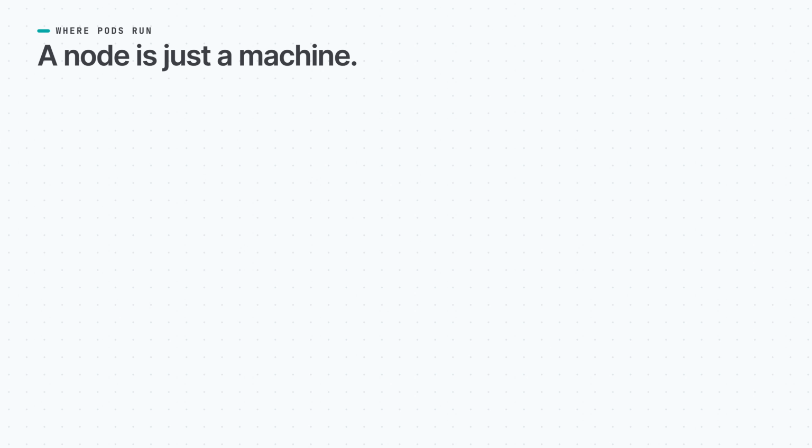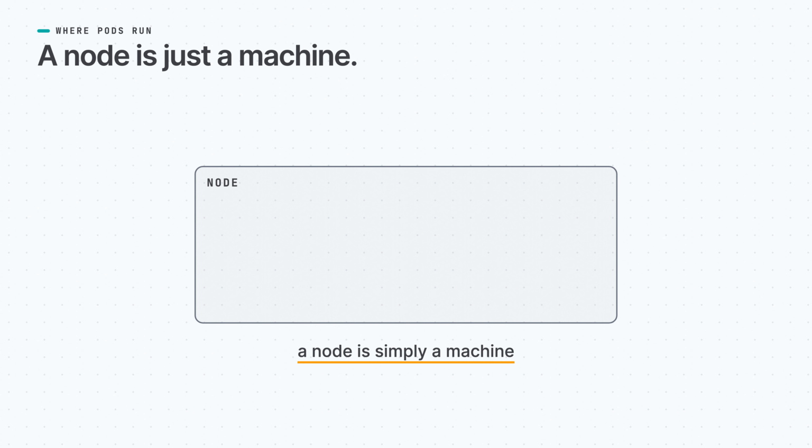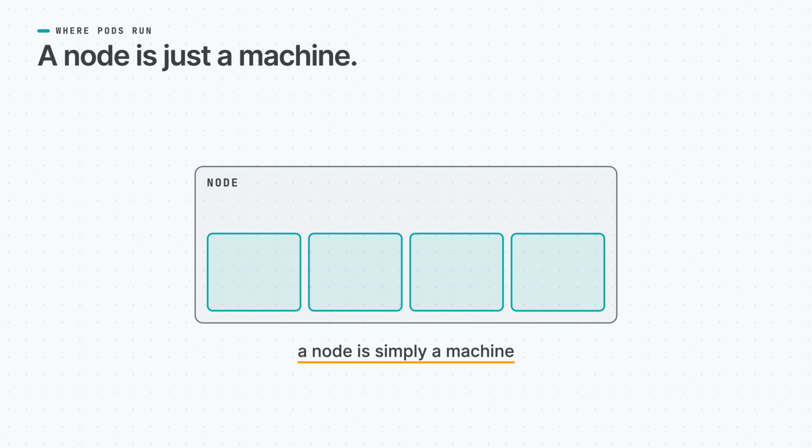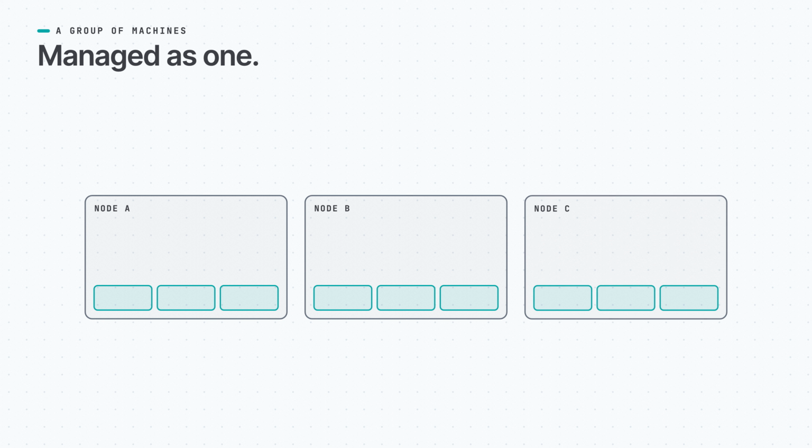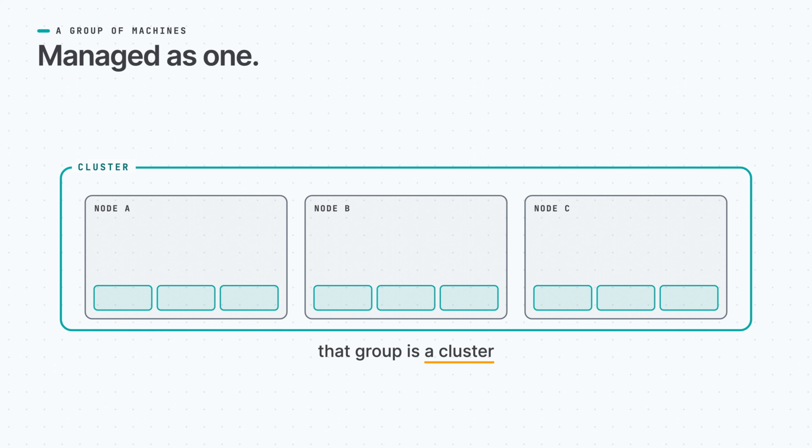Pods have to run somewhere, and that somewhere is a node. A node is simply a machine, a physical server or a virtual one in a cloud. Nothing exotic. One node runs many pods. Put a group of those machines together, managed as one, and you have a cluster. That word sounds grand. It is just this: some machines plus something that decides what runs where.